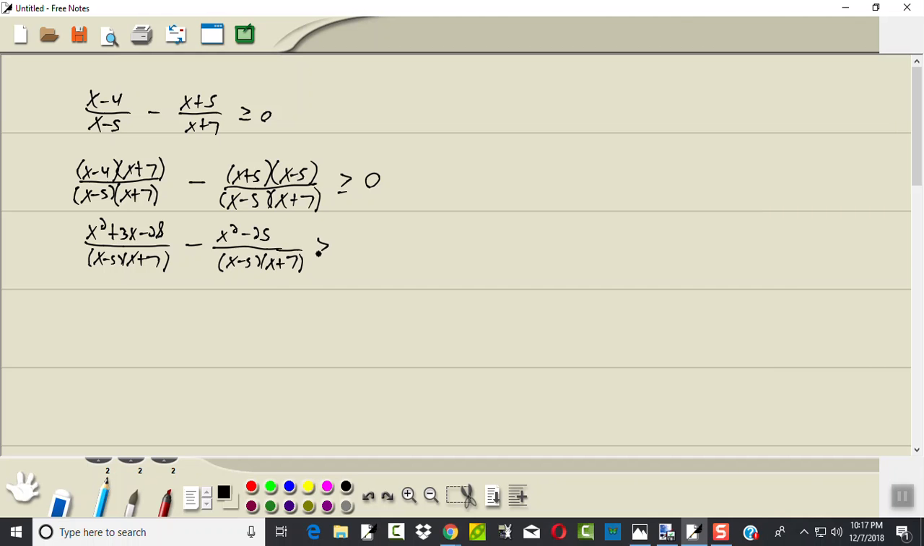Now that they have the same denominator, we can merge together the top parts. Whenever you have a minus in front of your fraction, this flips the sign of everything on top. So it's going to flip the sign of the x² and of the negative 25. So I'm going to have x² + 3x - 28 - x² + 25 over (x - 5)(x + 7). x² minus x² drops away. I got a 3x. Negative 28 plus 25 is negative 3 over (x - 5)(x + 7).